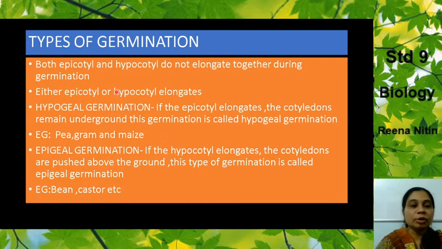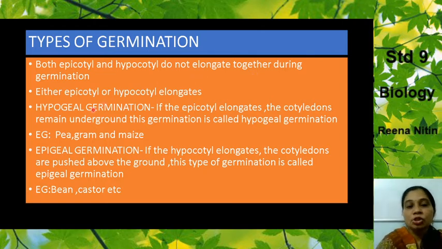Now, for the types of germination, both epicotyle and hypocotyle do not elongate together. It never happens that in a seed, both of them will elongate at the same time. One of them elongates first. So, depending on that, there is a type of germination. It is either the epicotyle or the hypocotyle which will elongate.